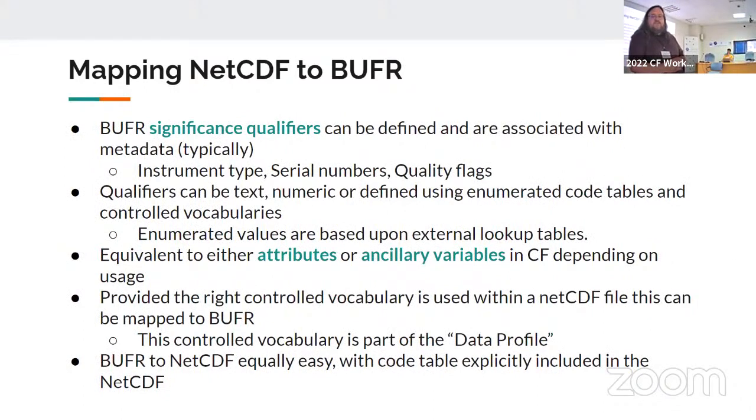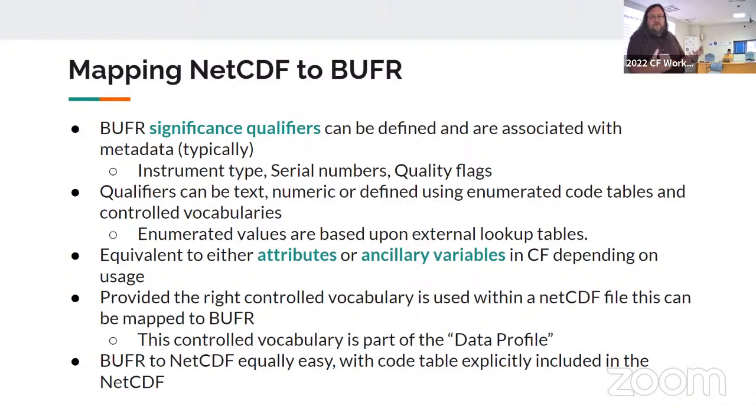Now, BUFR also has something called significance qualifiers, which is basically like metadata. And that's one of the strengths of BUFR, which is the reason they moved away from these traditional alphanumerical codes to BUFR, was not only the size, but you could also have more metadata. In practice, I'm not sure how often that's used, but it's there. So these are things like instrument type, serial numbers, quality flags.